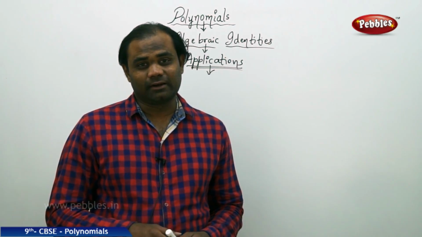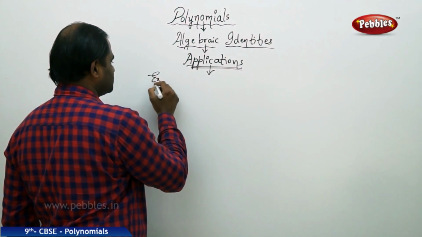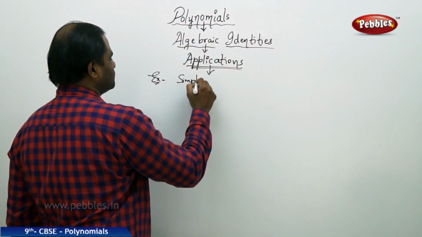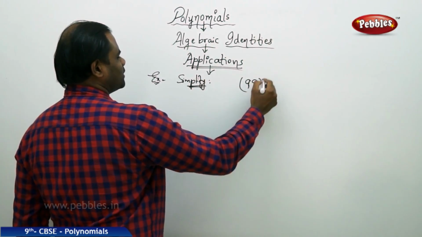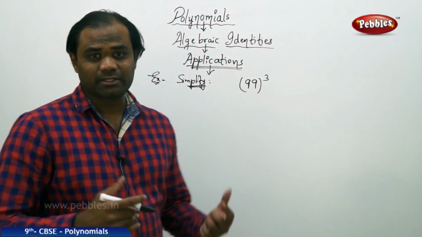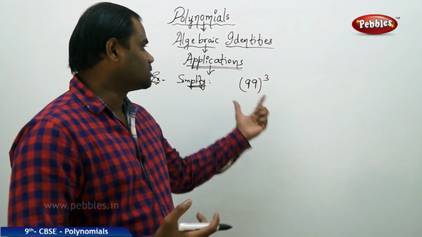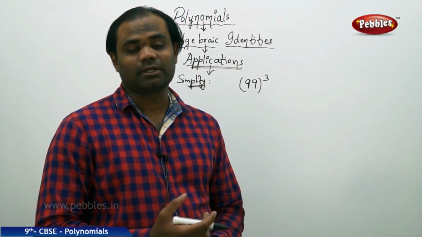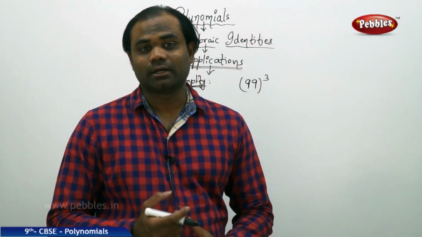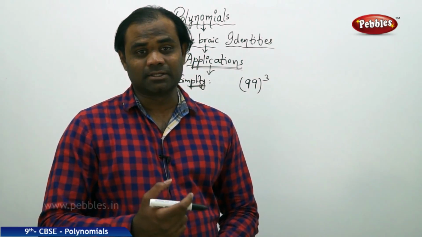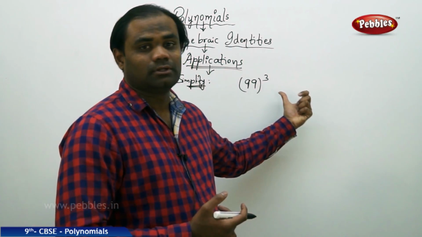Say for example, I have another example which says simplify the value 99 whole cube. How do I simplify this without generally multiplying the numbers 99 times 99 times 99? Of course, we can simplify this using the algebraic identities. Let's see how we can use algebraic identities to solve this particular cube number.